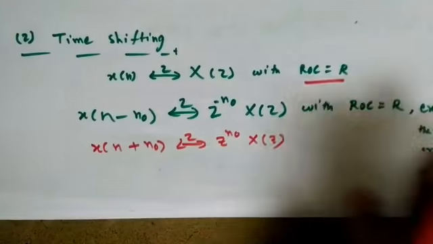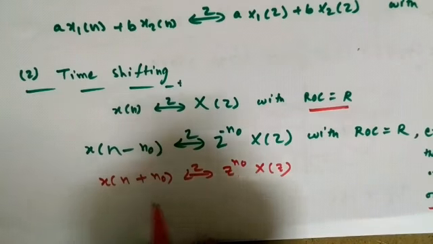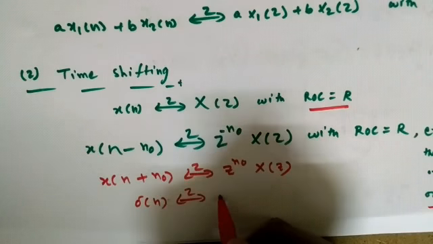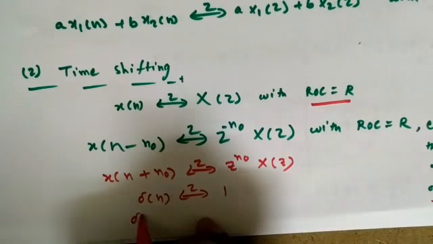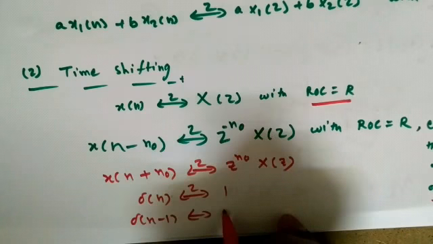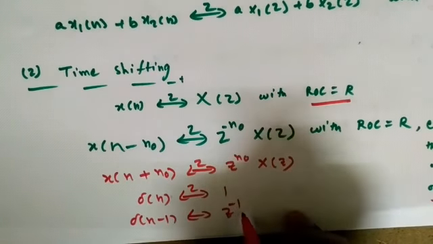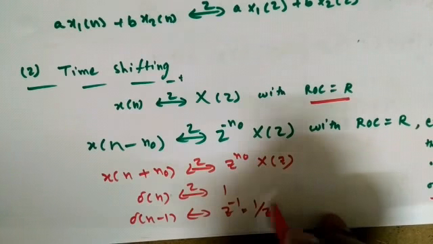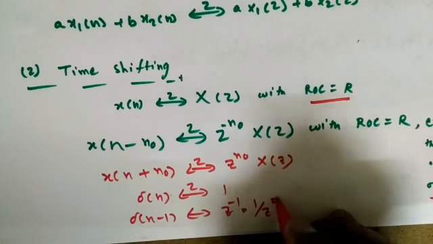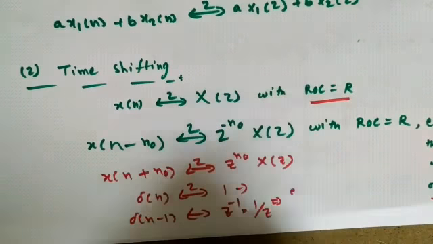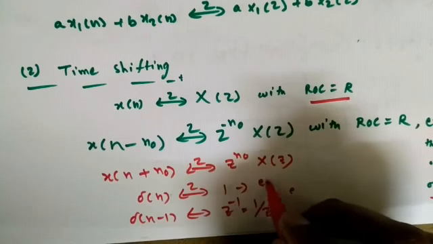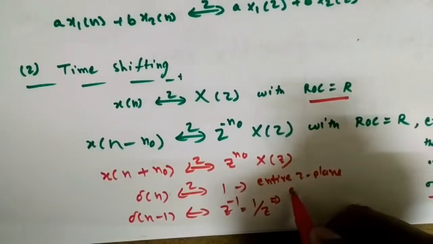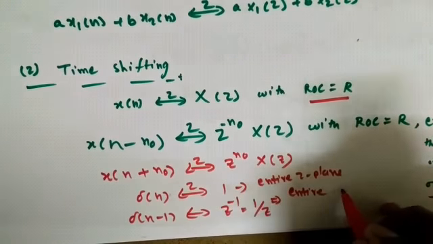If we take an example, then it will be clear. Suppose, what is the Z transform of delta n? It is simply 1. Now if we shift to delta n minus 1, what will we get? z power minus 1, which means 1 by z. If I substitute z equal to 0, it will become divergent, or infinity. So for delta n, what is the ROC? The entire z plane.